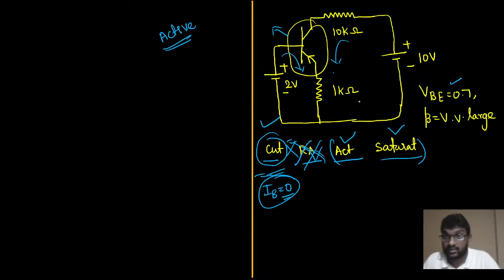If it is greater than 0.2, then your assumption is correct. If it is less than 0.2, then your assumption is wrong and your transistor is in saturation region. That's all. I hope you all understood. Now you can proceed further.